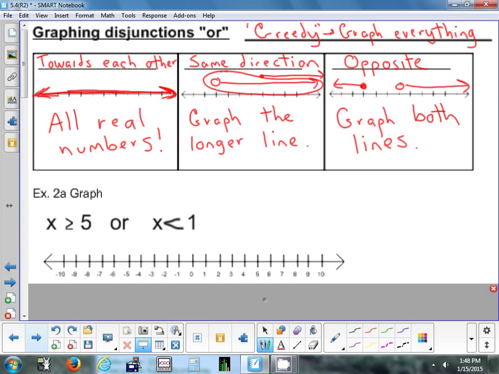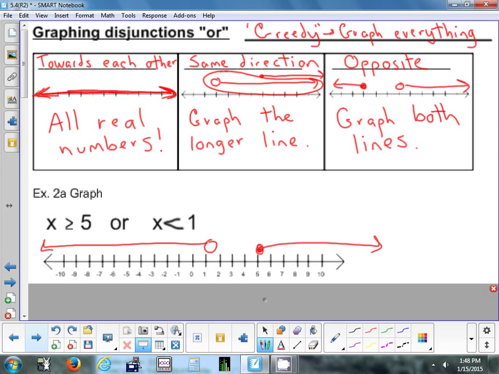Open circle where? At 1, going which way? To the left, right? Right, to the left. So I'm going to have something that looks like this. I got a closed circle here, I'm going that way. I got an open circle here, and I'm going that way.